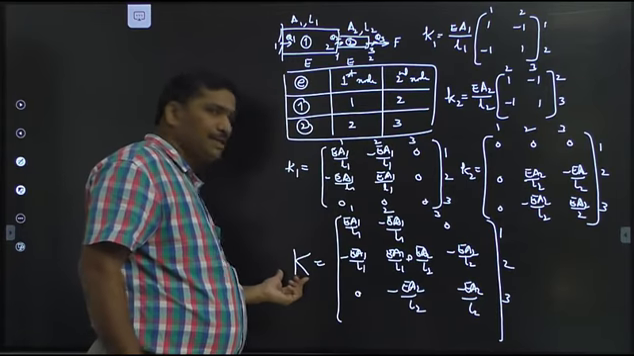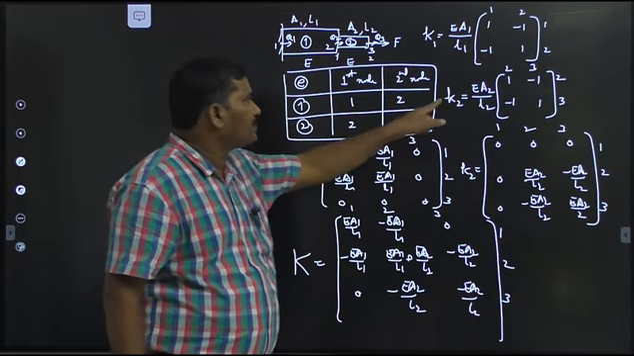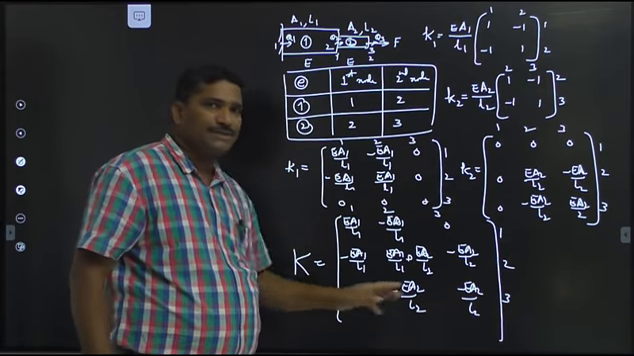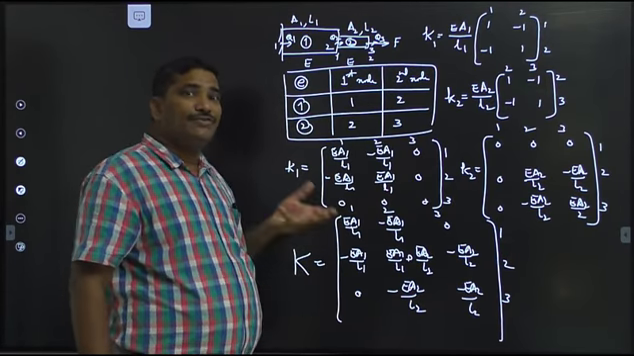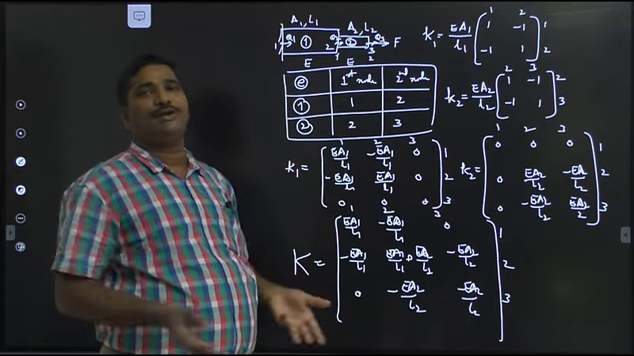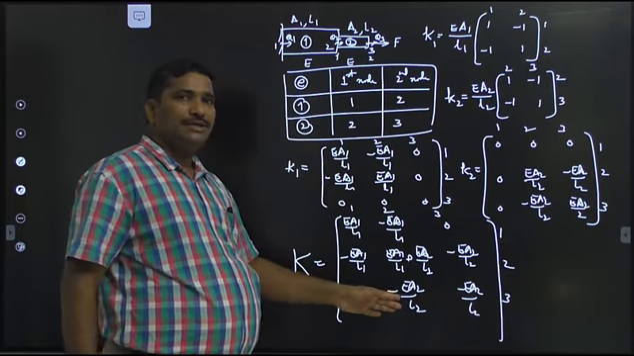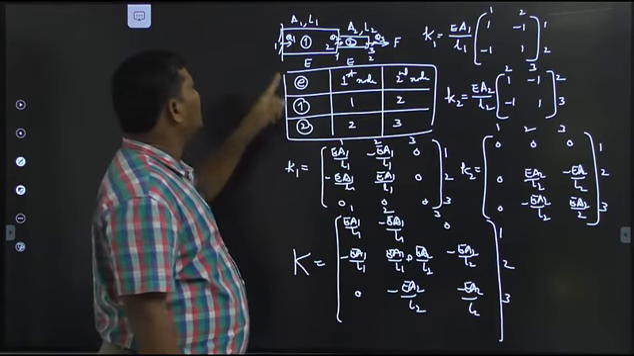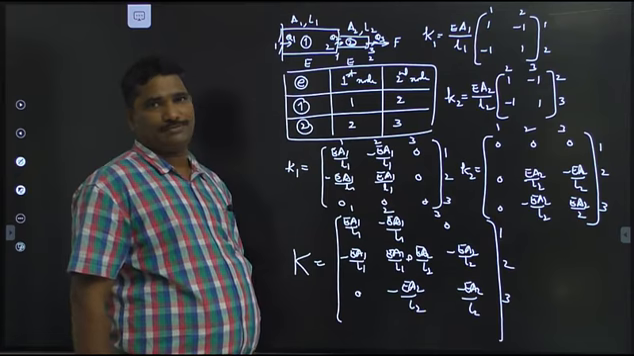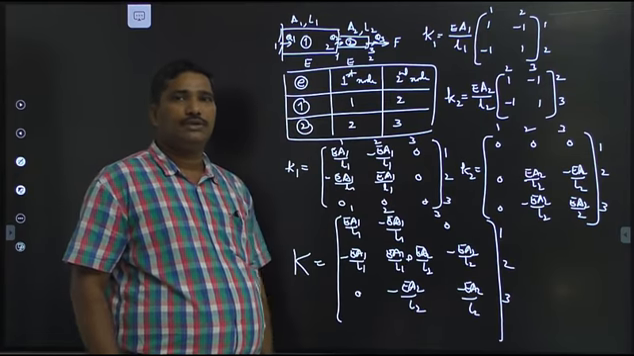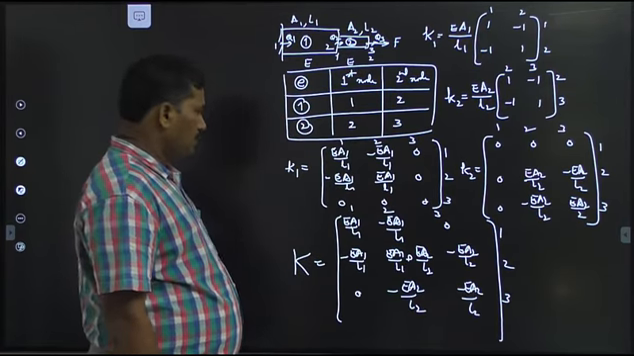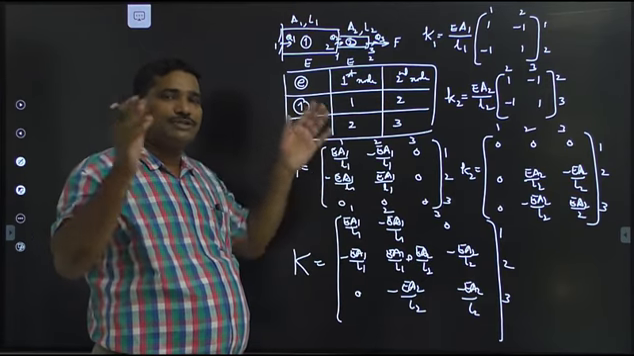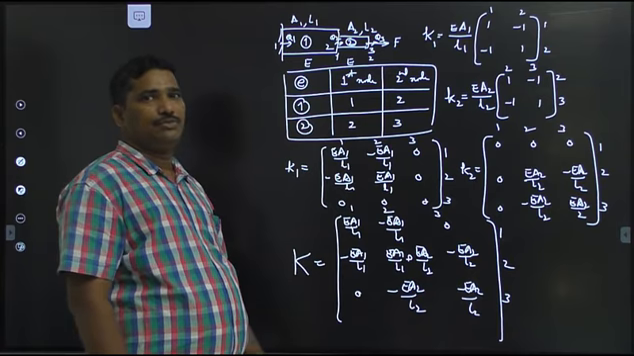This is the global stiffness matrix, global. Hence I use capital K. For the element stiffness matrix I use small k. This is the global stiffness matrix which represents the stiffness matrix of the entire domain. What is its size? Its size equals the total degrees of freedom of the domain. How many degrees of freedom are there in the domain? 3. This is how we prepare the global stiffness matrix for any domain.